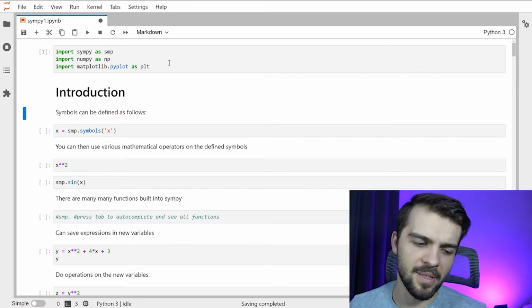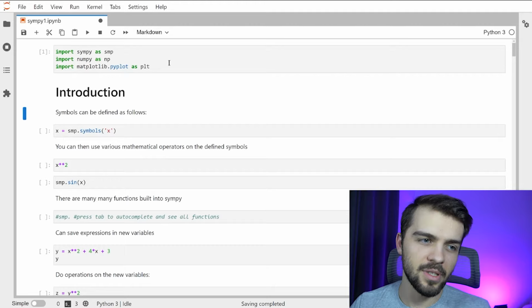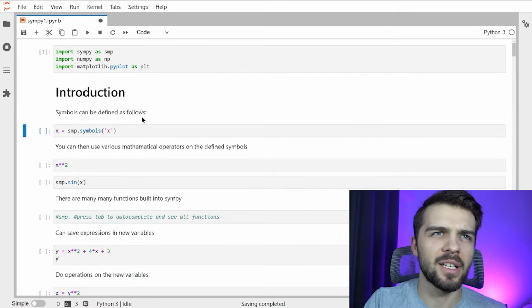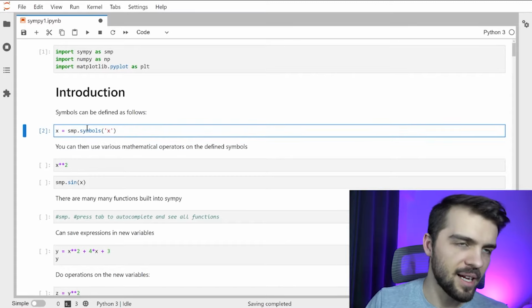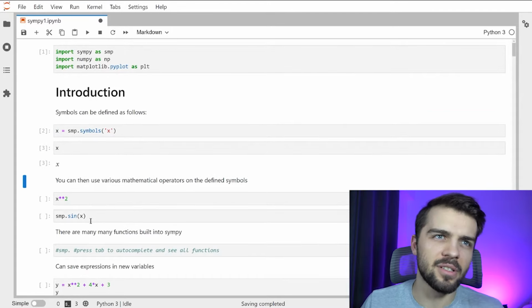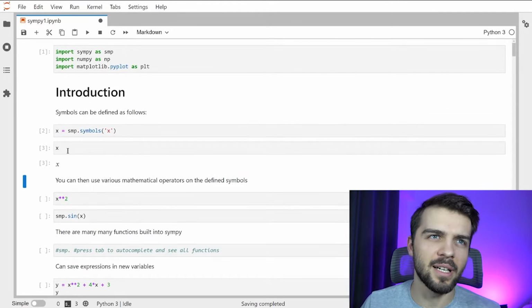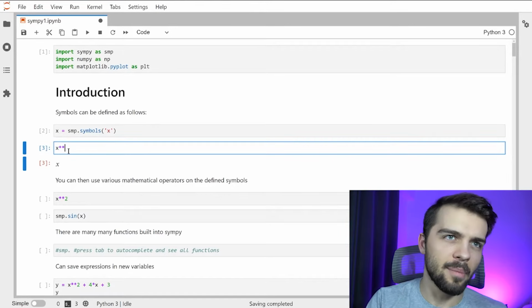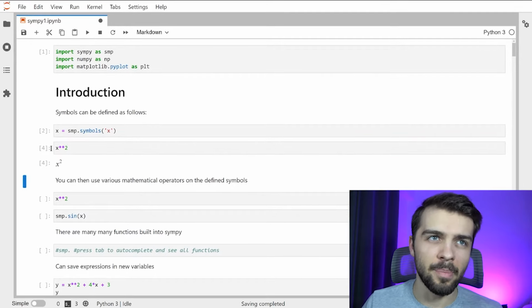And so the first part of SymPy is that it's all based around symbols and operations on symbols because it's a symbolic library. So we can define symbols like this. Here I'm defining a symbol called x. If I print it, it just looks like this, and it shows up in a nice LaTeX format like that. And we can do operations on symbols like we would normal Python variables.